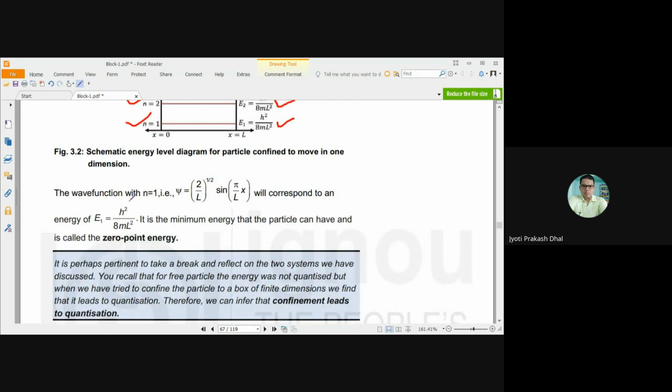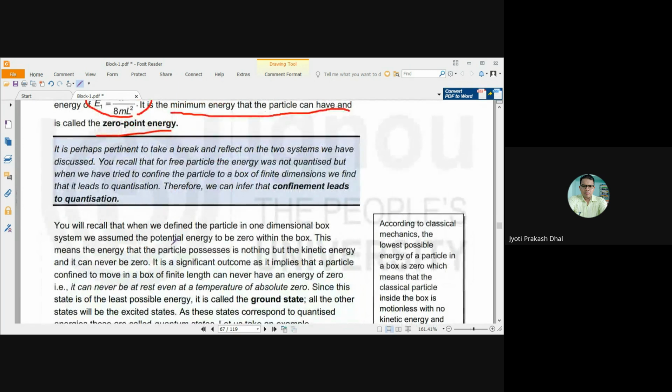Now for the wave function with n equals 1, the wave function becomes psi equals square root of 2 by L sin pi x by L, which corresponds to an energy of E1 equal to h square by 8 m L square. It is the minimum energy that the particle can have, and that is called the zero-point energy.